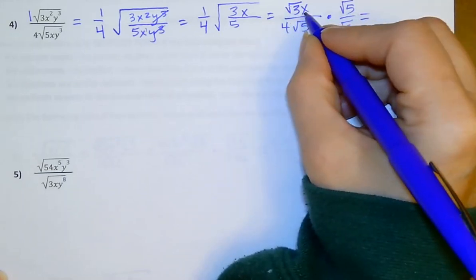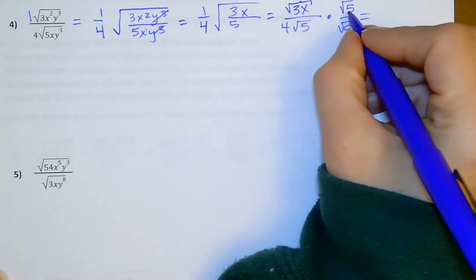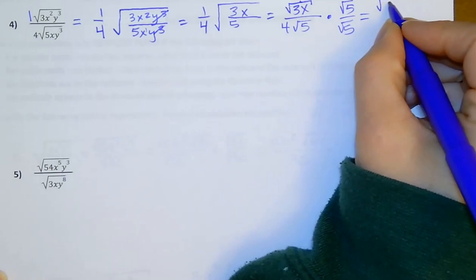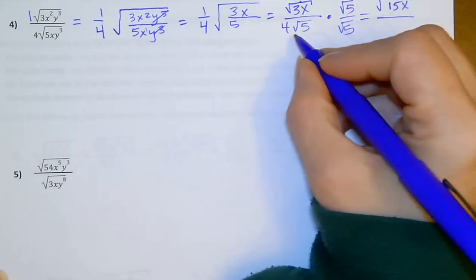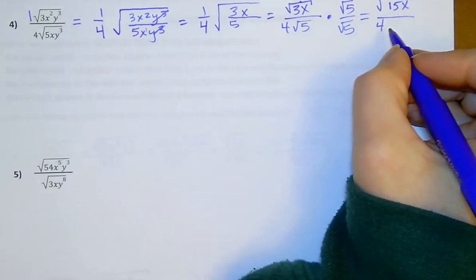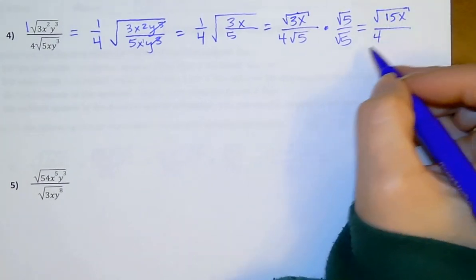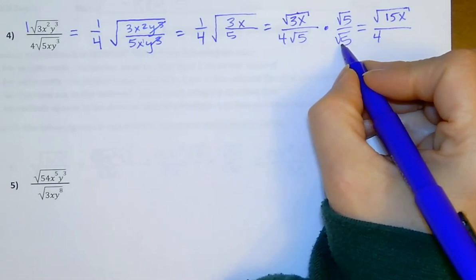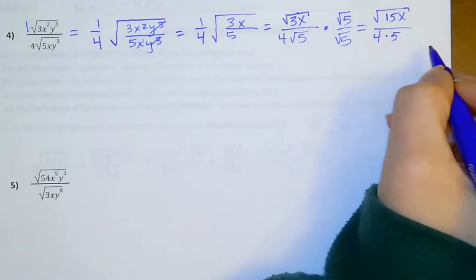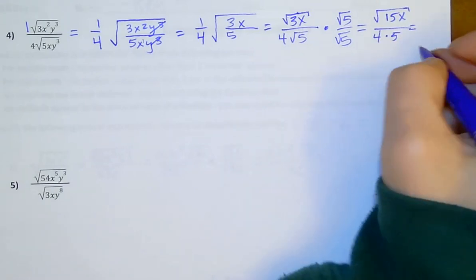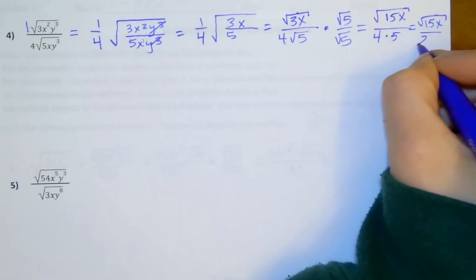Okay, I have square root of 3x, this is all under the radical, times the square root of 5, so that's the square root of 3 times 5 times x. So I'm going to say that's the square root of 15x, all under the radical. It's over 4 times the square root of 5 times the square root of 5. Well, square root of 5 times square root of 5 is just 5, so this is going to be 4 times 5, and so my answer is square root of 15x, all under the radical, over 20.